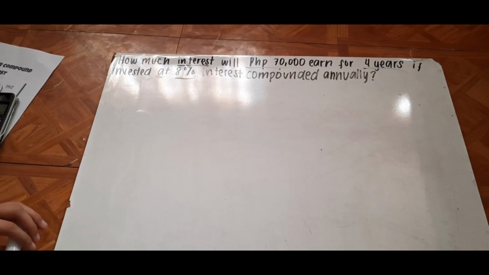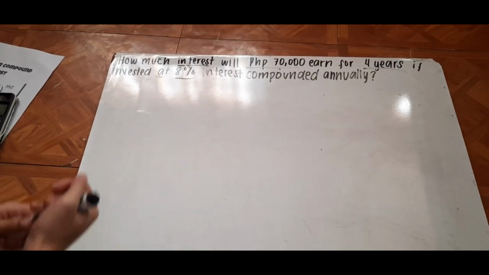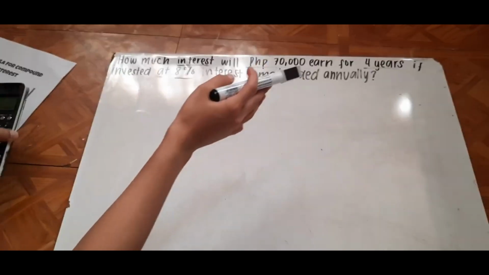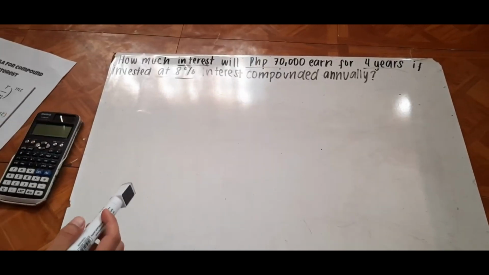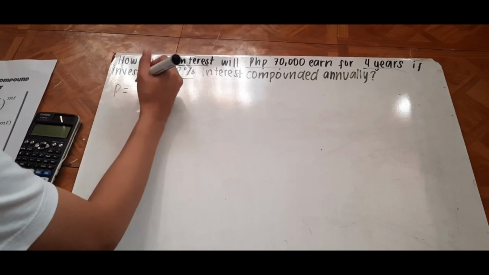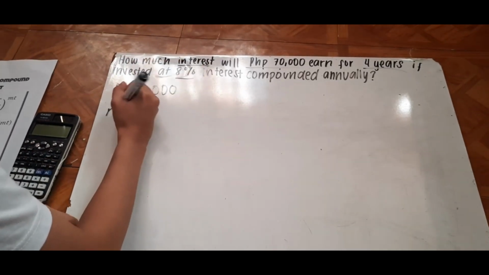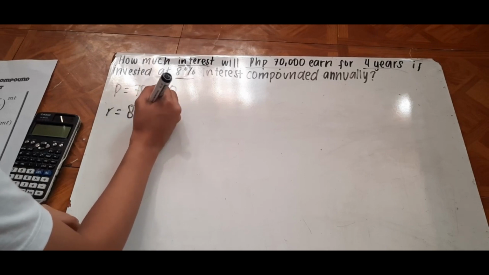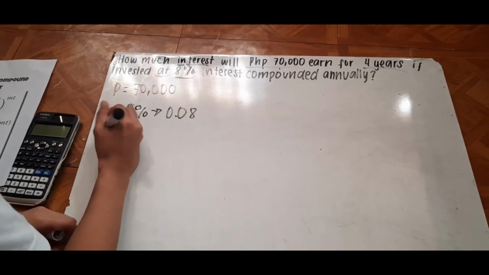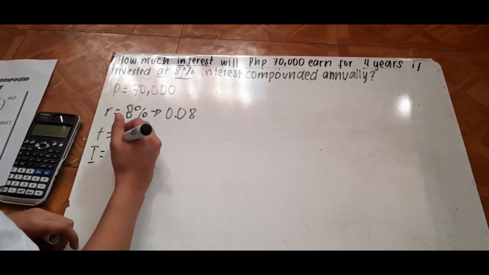So first, let's identify all the givens. It's still the same, and the question is still interest, but now it's in compound interest form. So let's write all the given. Principal is 70,000. Rate is still the same, 8%. In decimal form, it would be 0.08. Time is 4 years. And we're looking for the interest.